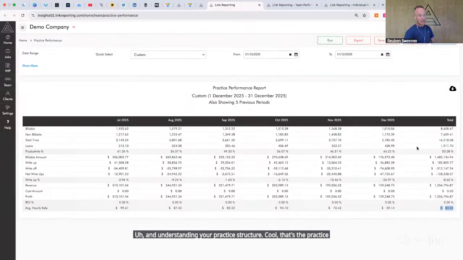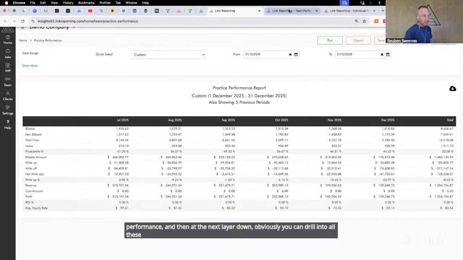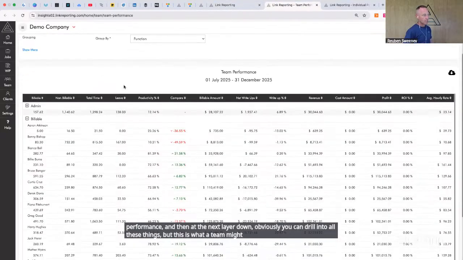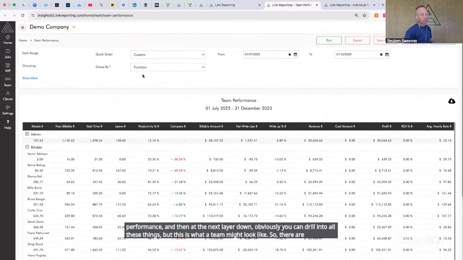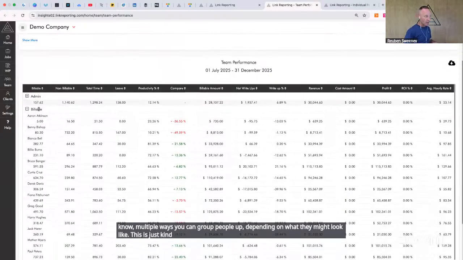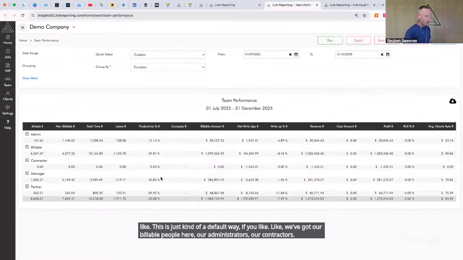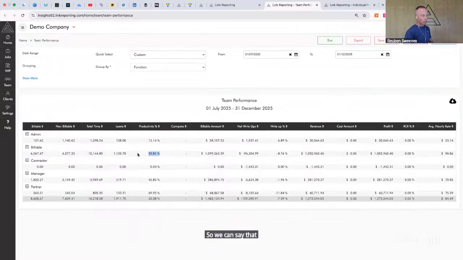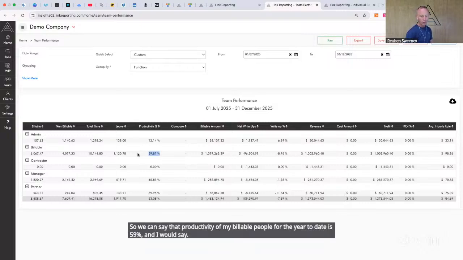At the next layer down, obviously you can drill into all these things, but this is what a team might look like. There are multiple ways you can group people, but this is just a default way, if you like. We've got our billable people, our administrators, our contractors, managers, etc. So we can say the productivity of my billable people for the year to date is 59%. And I would say, wow, that's shocking, right?